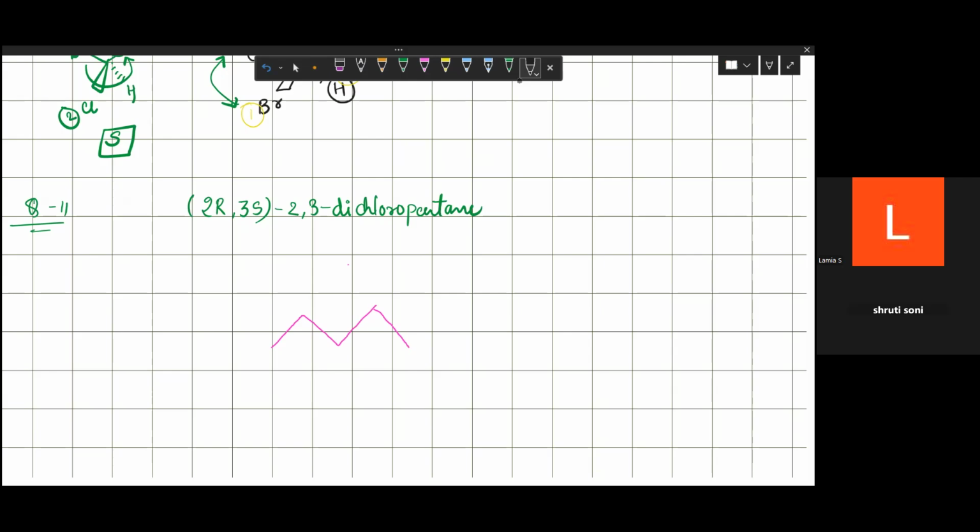Dichloro means two. I'm just going to say this is a dash, and then this is a wedge. Dichloropentane. Okay. And so the second carbon needs to be R.